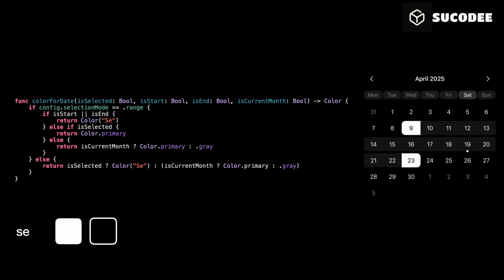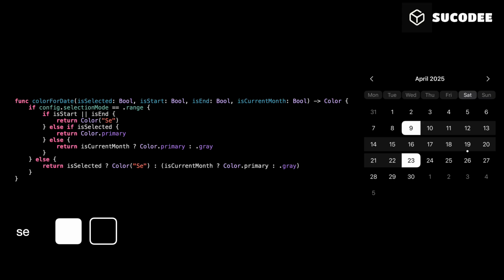This function chooses the color for each date in the calendar. The color depends on a few things. Is the date selected? Is it the start or end of a range? Is it part of the current month? Let's break it down. If we're using range selection mode, if the date is the start or end of the selected range, we return a custom highlight color. If the date is somewhere inside the selected range, we use the default main color, Color.primary, black or white.